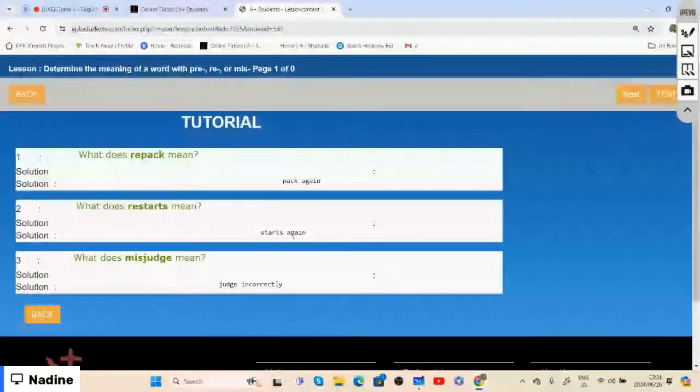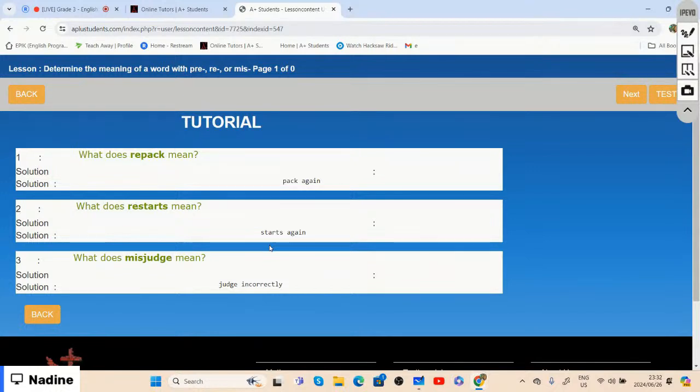All right. Okay. So when it comes to prefixes, we said that prefixes are words that we add before a base word. And then we have suffixes, which are words that we add after a base word. So now it says we need to determine the meaning of the prefixes, which is pre, re, or miss.